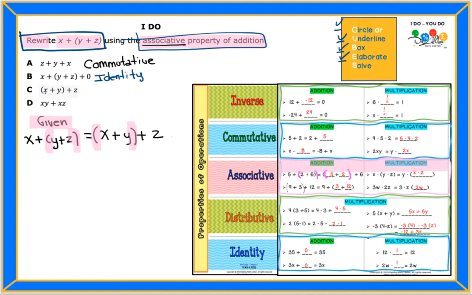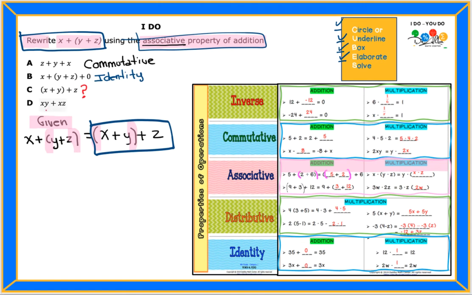Now let's check choice C. Look what we have here. They regroup the numbers they're going to work out first. They associated differently, but they kept the same numbers, the x, the y, and the z. So it looks like this is a pretty good choice. I'm going to put a question mark so far.